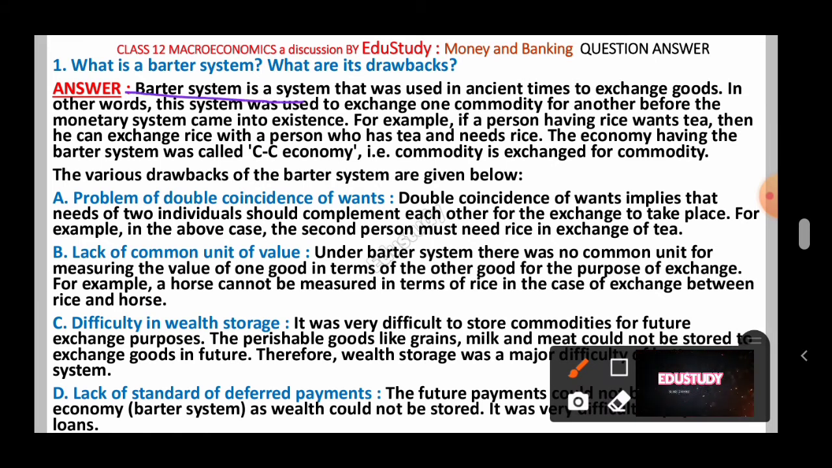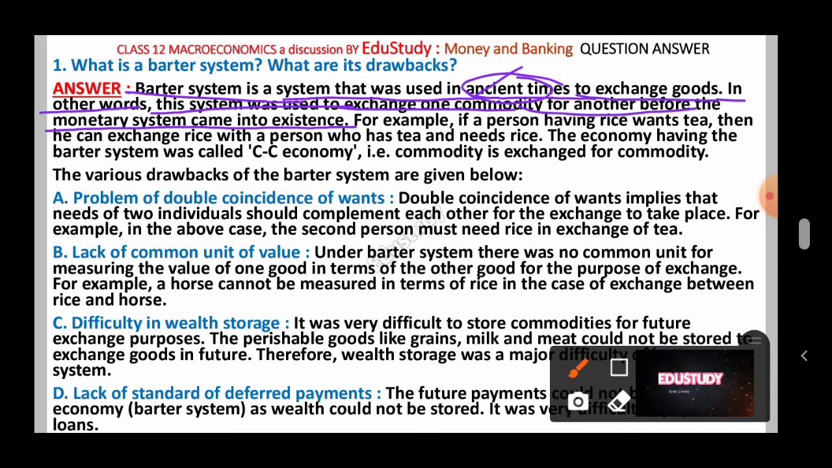Barter system is a system that was used in ancient times. You have to remember this keyword: ancient times. The purpose was to exchange goods. So this is the definition: barter system is a system that was used in ancient times to exchange goods. In other words, this system was used to exchange one commodity for another before the monetary system came into existence, that means before money came into limelight, barter system prevailed in the economy.